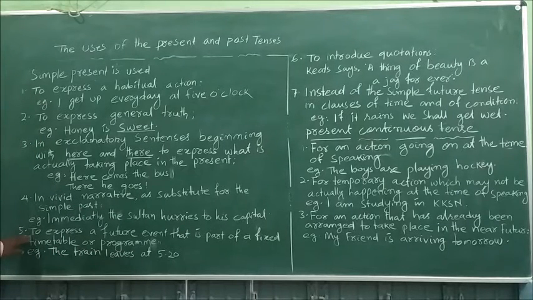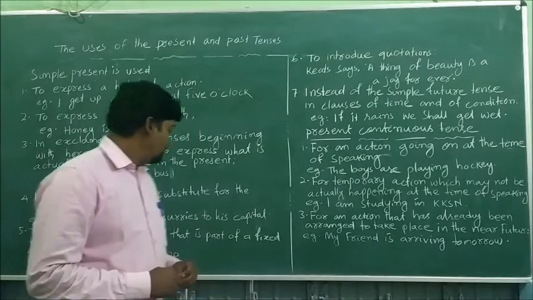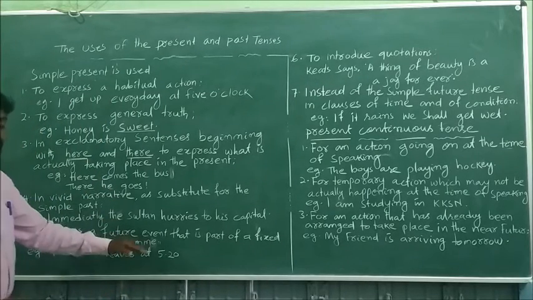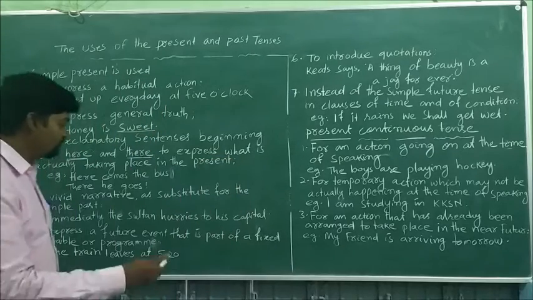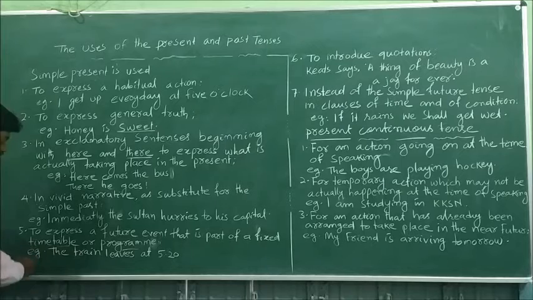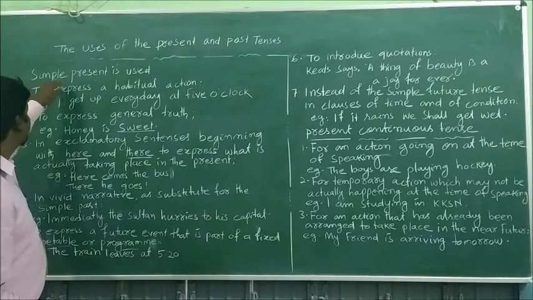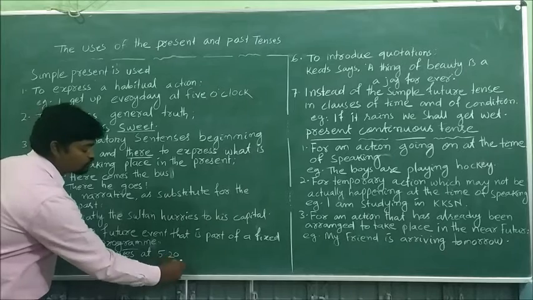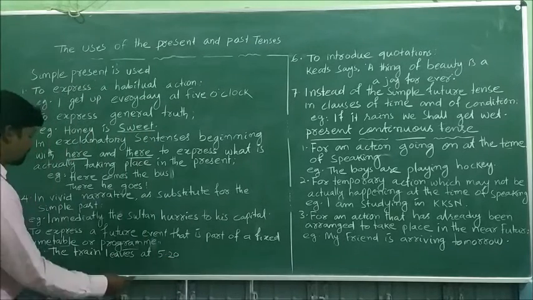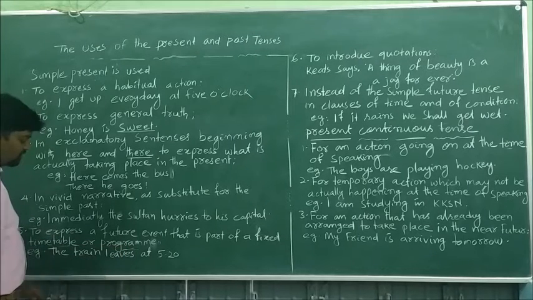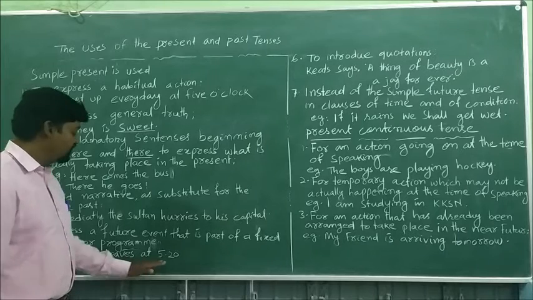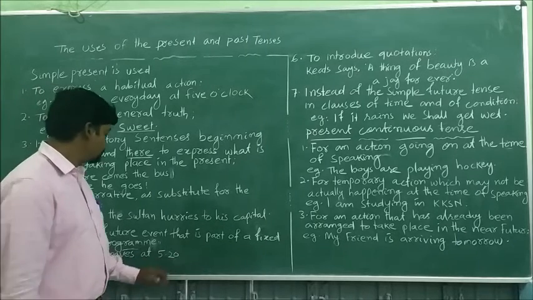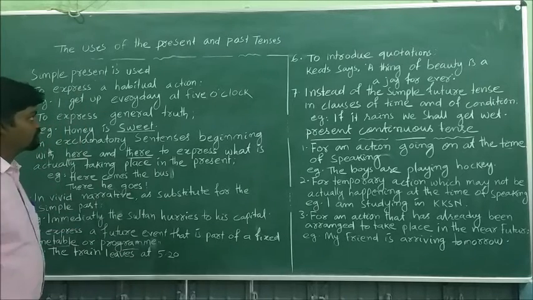Example 5: to express a future event that is part of a fixed timetable or program. Whenever a timetable is fixed for events that will take place in the future, or we have already programmed them, we use present indefinite or simple present tense. Example: the train leaves at 5:20 a.m. Suppose the timetable is fixed for the train to leave at exactly 5:20. In these situations, we use simple present tense.